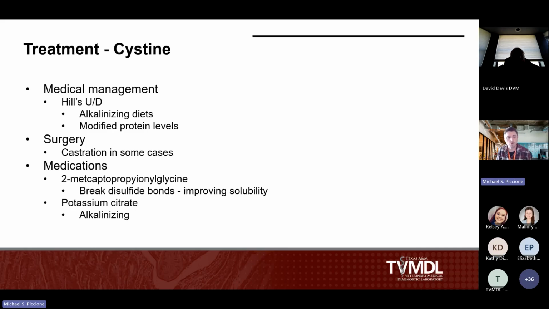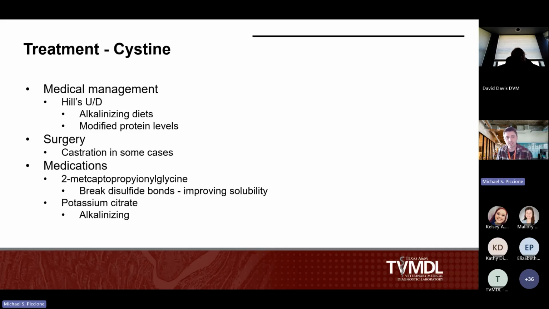I also mentioned before castration in some of these canine patients and that androgen response, and whether we can slow down this cysteine accumulation in the urine by neutering them. We've talked about a few papers that suggest we can. There are some medications here that I have listed. Essentially, one improves solubility of the particular urolith, and the other further alkalinizes the pH of the urine itself.